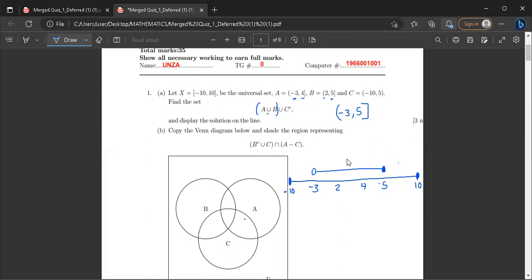Okay, then our C complement. Now, this question was based on testing your understanding. So your C complement, you know that your C complement is going to start from -10 all the way to your left, right?